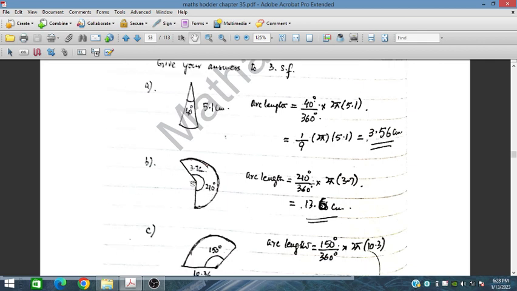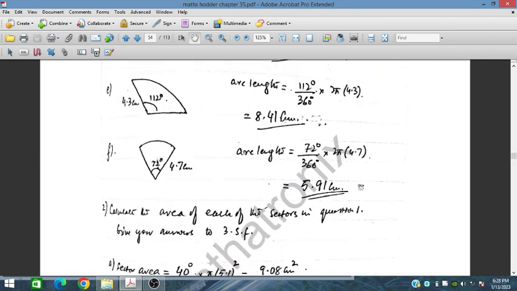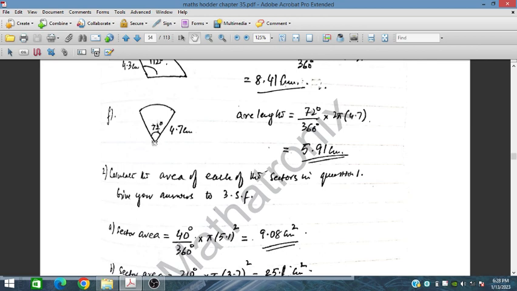For this one, the angle is 210 degrees and the radius is 3.7 centimeters. So the arc length is obtained like this. Similarly for this one, 72 degrees, and the arc length is 72 degrees into 2 pi times 4.7, the radius, divided by 360. So this is 5.91.